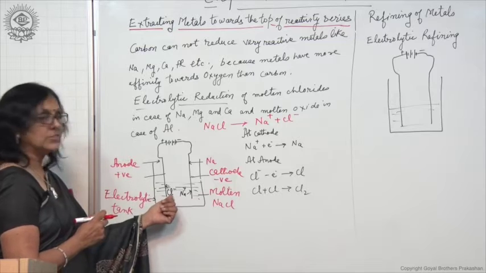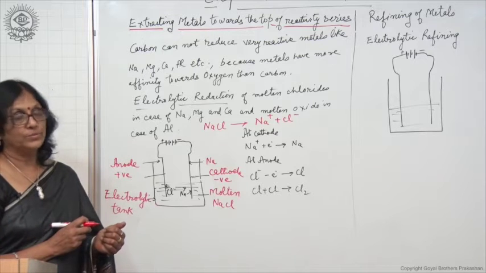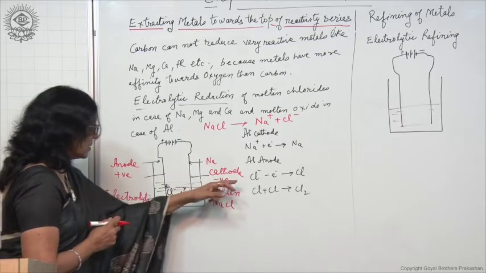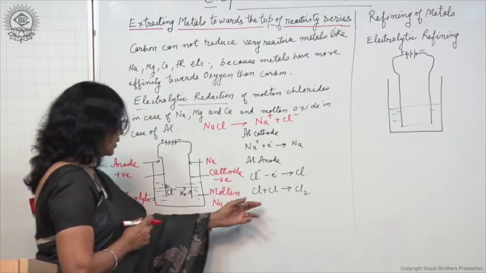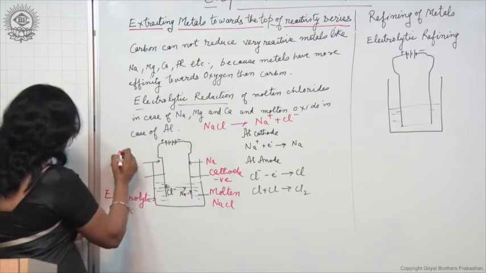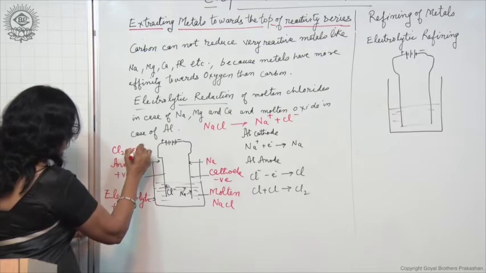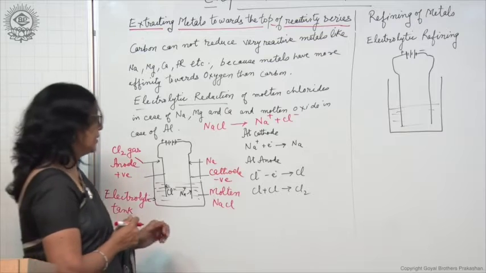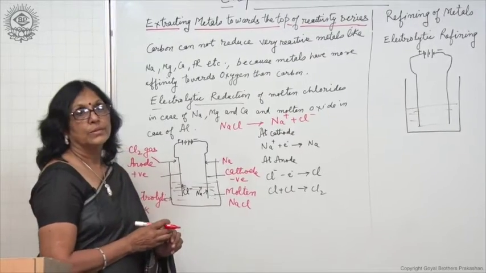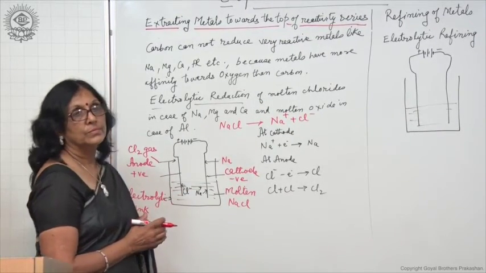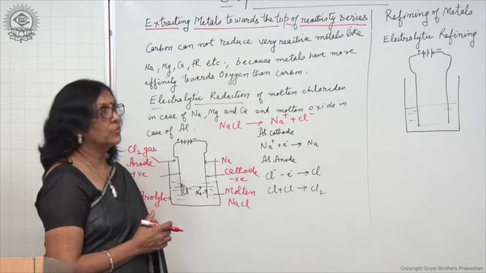Chloride ions are negatively charged, so they get attracted towards positively charged electrode, that is anode. And here, by losing one electron, it forms chlorine atom, and two chlorine atoms form chlorine gas. So, at anode, chlorine gas is liberated. So, this is how the reduction of these metal salts is done by electrolytic reduction of those metals which are very reactive.